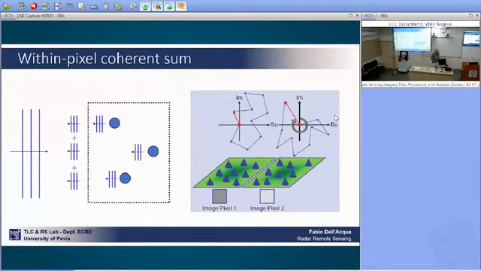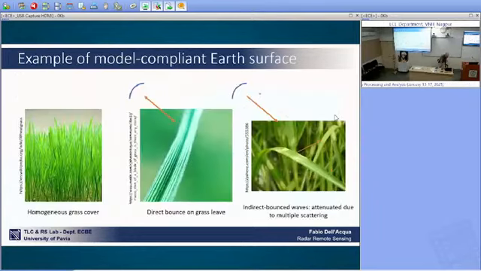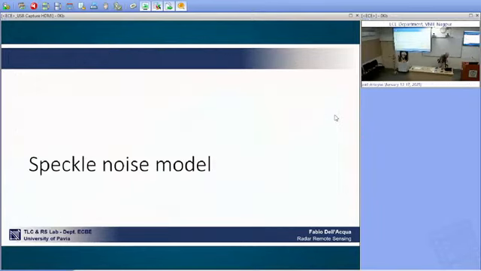Now, the point is that actually there's something you can do about it. And so scientists have developed a so-called speckle noise model, which I don't want to bother you about. But the basic concept here is that you can describe this phenomenon. You can describe it statistically. Okay?